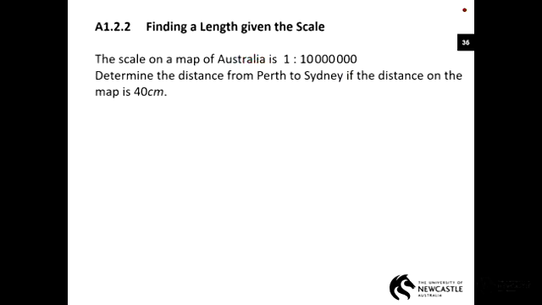So finding the length given the scale. So this is now like in ratio. Okay, we've talked about that's a scale measurement. Use it. The scale on a map of Australia is 1 to 10 million. So clearly, it's a map of Australia. It's got to be a pretty big scale. Determine the distance from Perth to Sydney if the distance on the map is 40 centimetres.